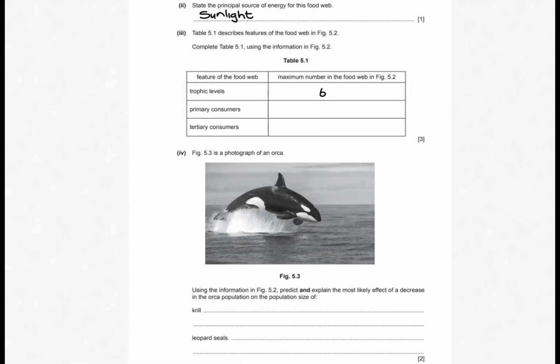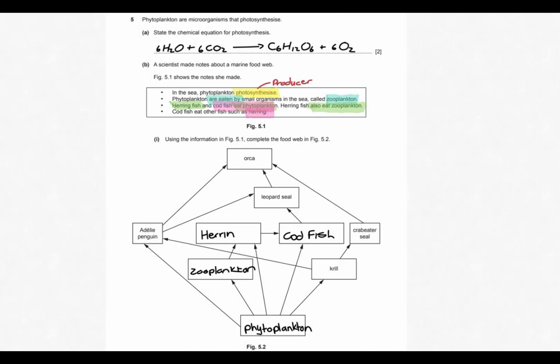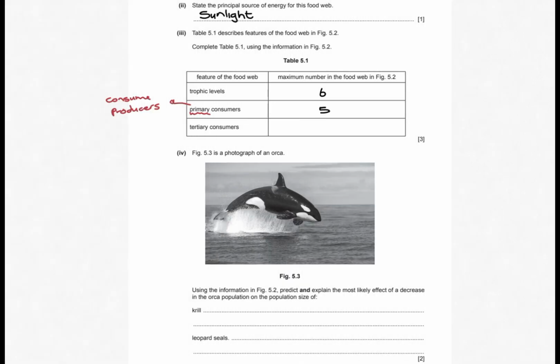The second one then asks for the maximum number of primary consumers. Now, primary refers to the consumers that eat the producers in the food web. So let's go back again. So here's my phytoplankton. It's eaten by krill, codfish, herring, zooplankton, and then the penguin, meaning that there's 5 primary consumers. Next, we have our tertiary consumers.